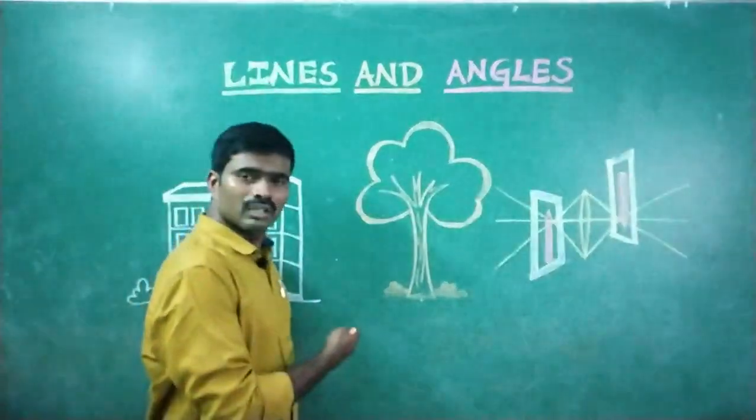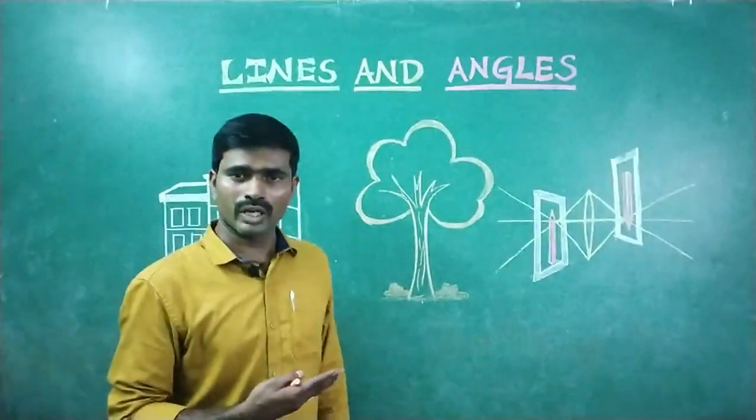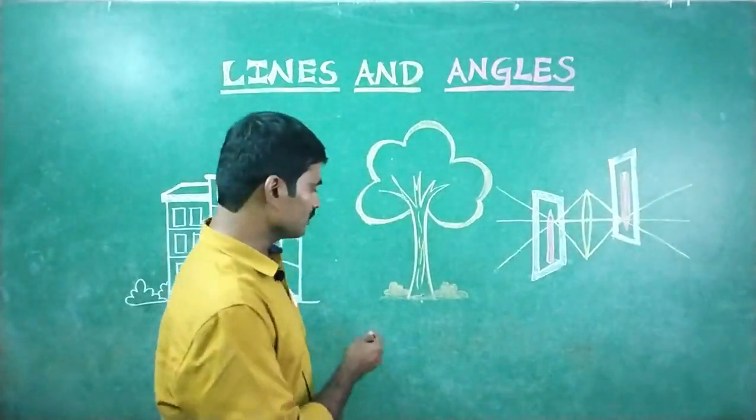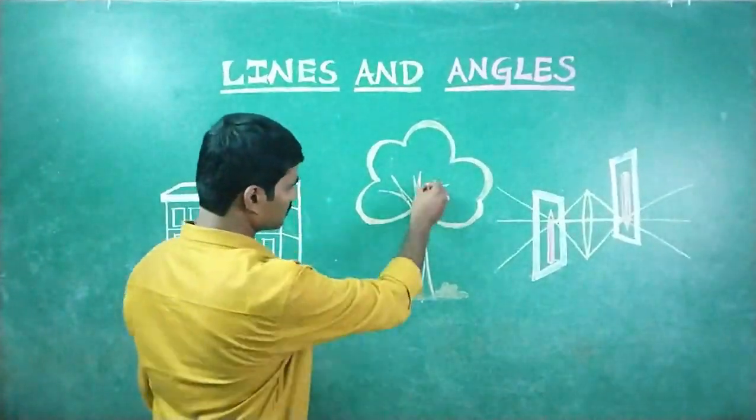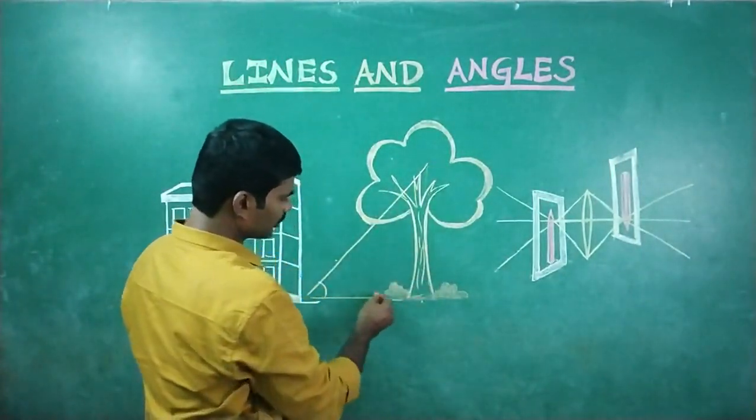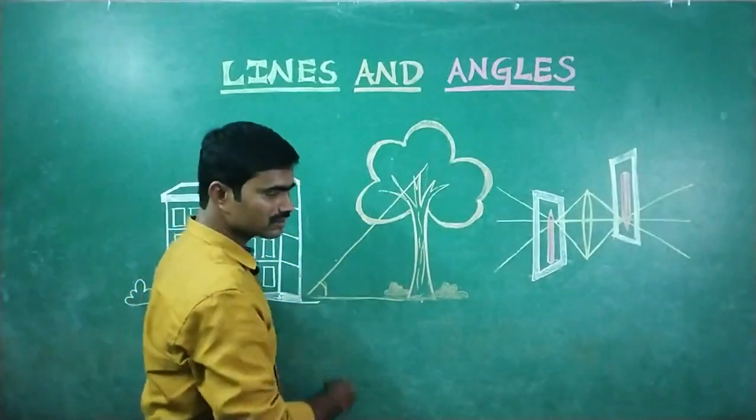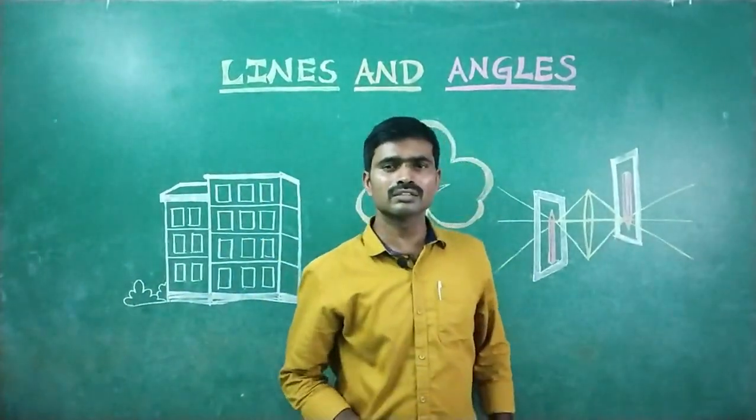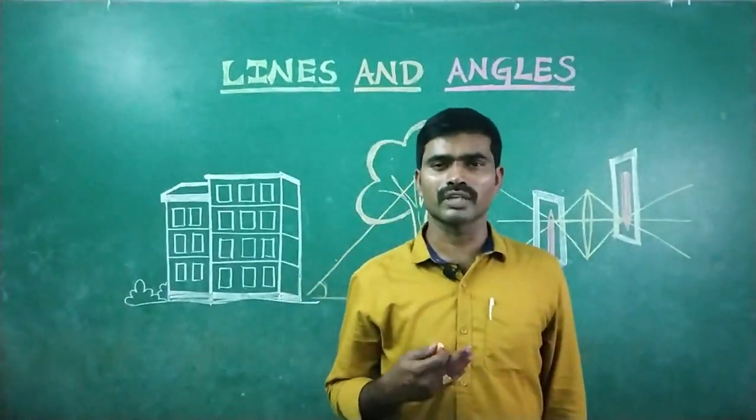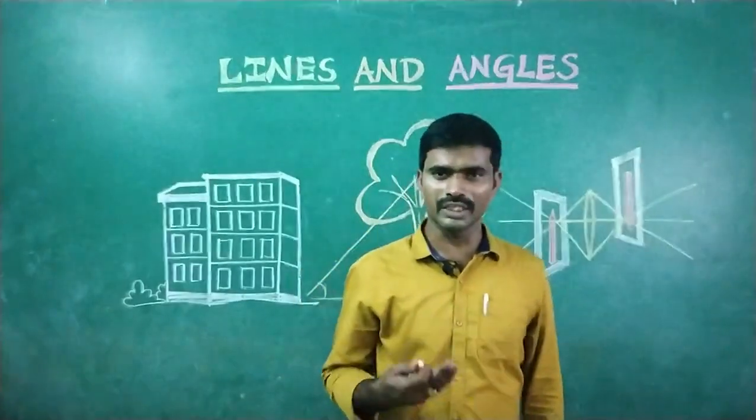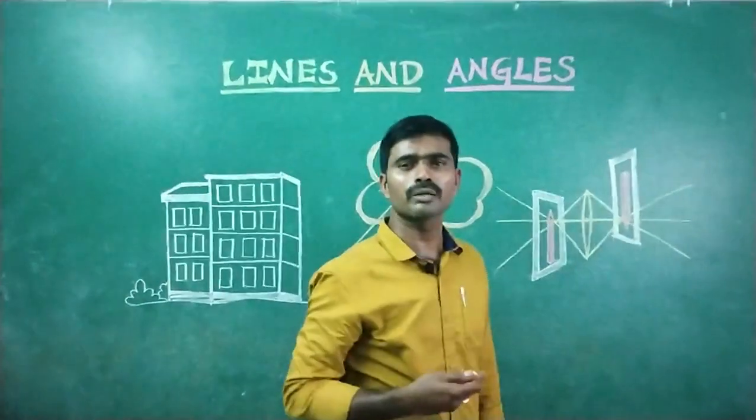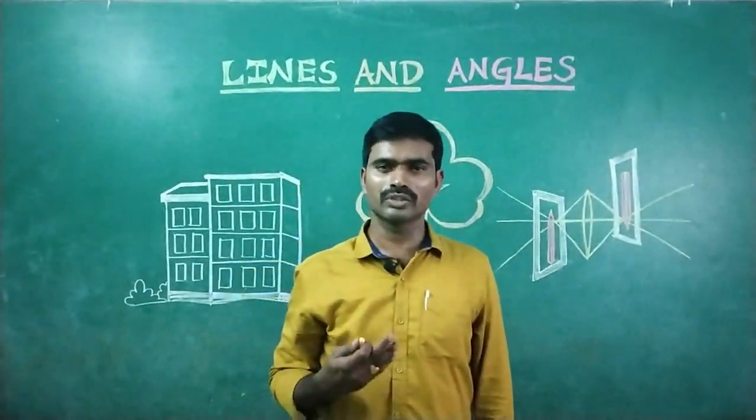Also, suppose we have to find the height of trees or objects, we need lines and angles. In science, in the chapter on optics, to learn the properties and behavior of light, we need to draw lines and angles. So there are many uses of lines and angles in our day-to-day life.